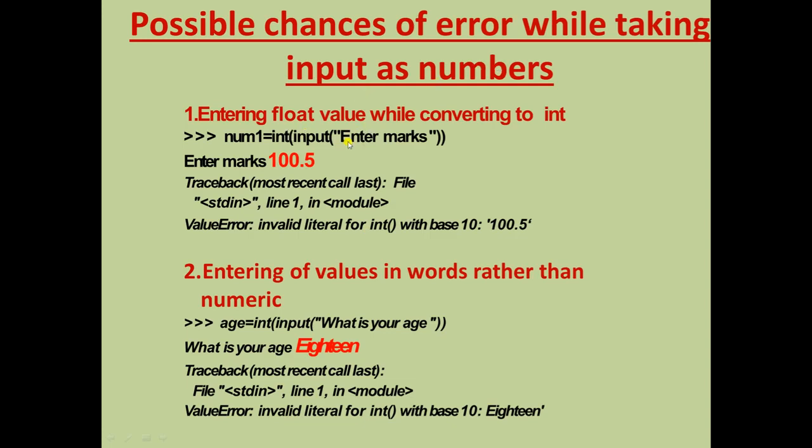So these are the possible chances of error while taking input as a number. The first one is entering a float value while converting into int. This error will come. Next is entering values in words rather than numerics. When you ask the user to enter the age and they write it as a string value, it will give you an error because they are writing it in letter form and you are asking for integer form.